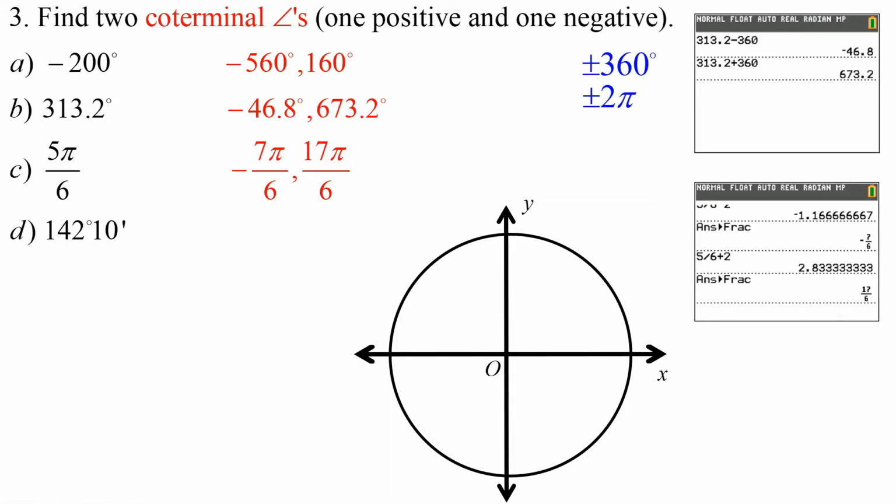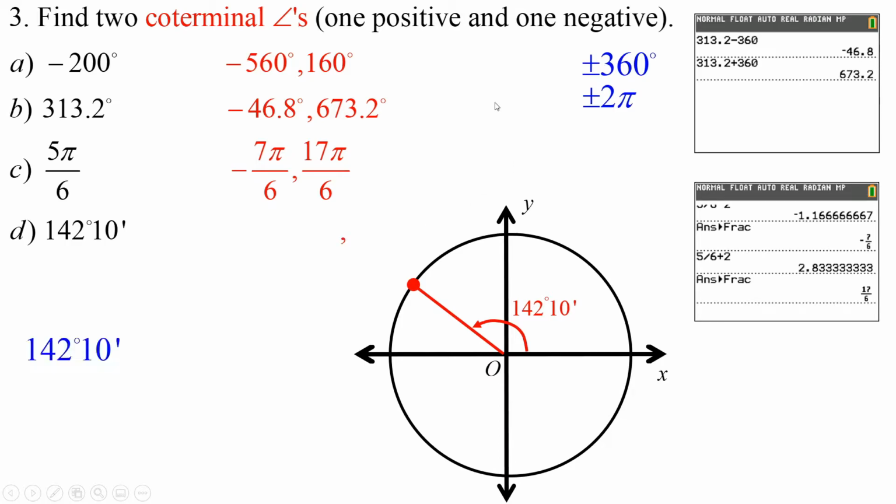All right, now watch what I do here. Oh, by the way, there's my visualization, 142 degrees and 10 minutes. That's an approximation, not perfect. All right, and again, we're going to have to plus or minus 360 again.